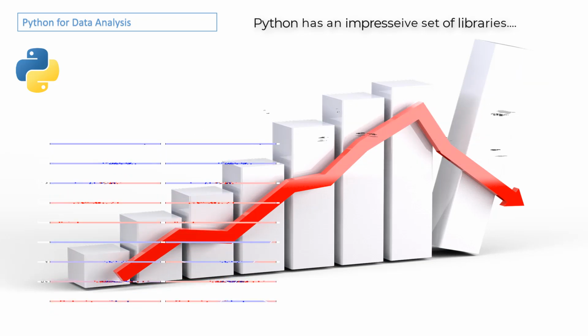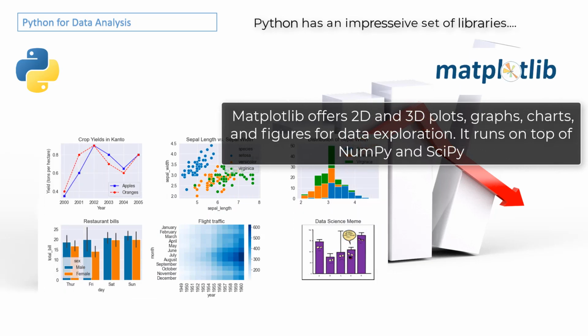So next we have a core data visualization library which is known as Matplotlib. It is the base library for all other visualization libraries in Python, which we shall get to in a moment. It offers 2D and 3D plots, graphs, charts, and figures for data exploration. One key thing is that Matplotlib runs on top of NumPy and SciPy.